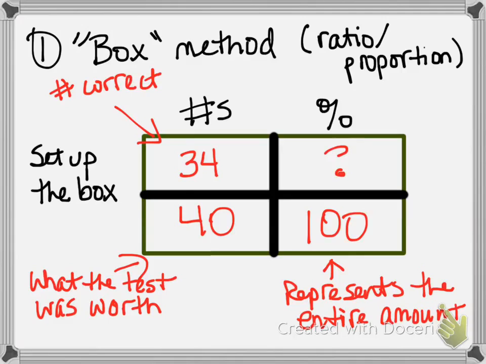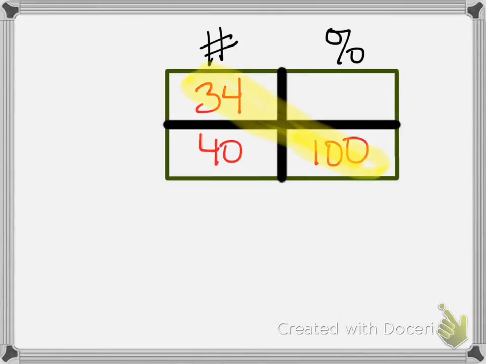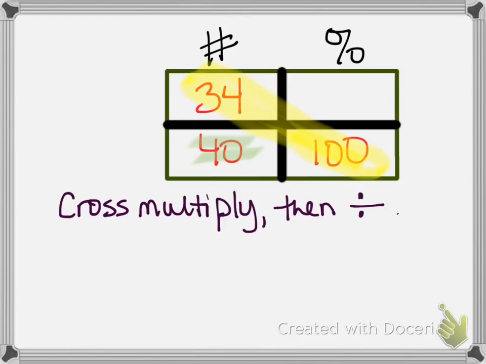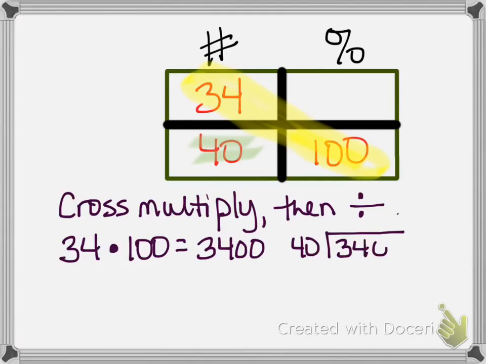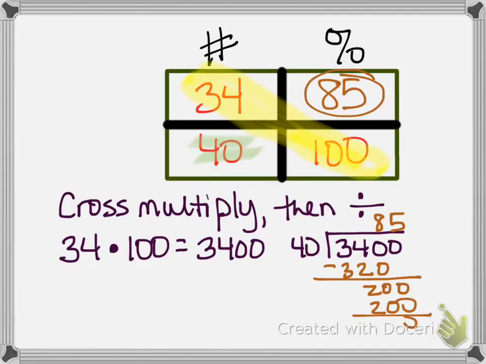The number correct goes in the top left, and the whole test, or how many questions it had, which was 40. Notice that the 40 and the 100 are side by side. That means that 100% of the entire test had 40 questions. After it's been set up, you can cross multiply and then divide. The equation becomes 34 times 100, and then you take that product and divide it by 40. 3,400 divided by 40 equals 85. So your answer is 85%.